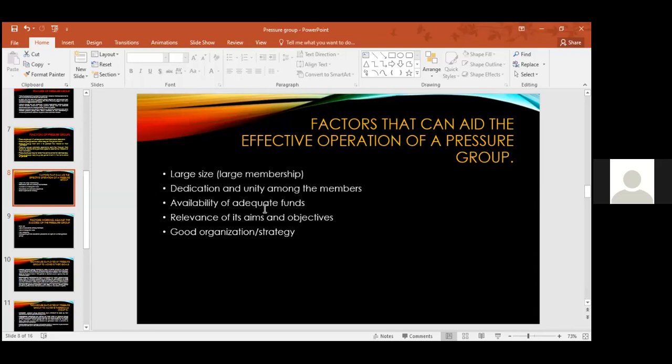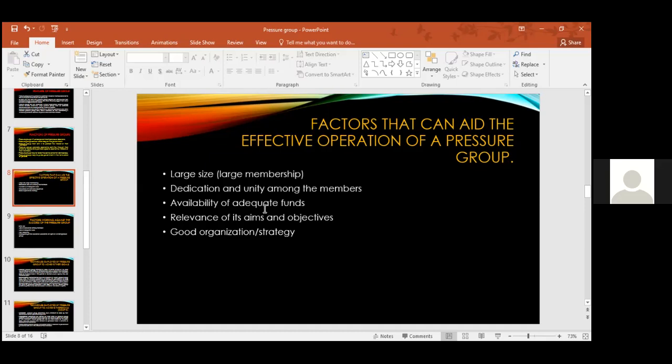But imagine a pressure group of over 100,000 members. These are people that can affect the government if they take a decision, if they take an action. So large membership is one of the factors that help pressure groups to achieve their aims.